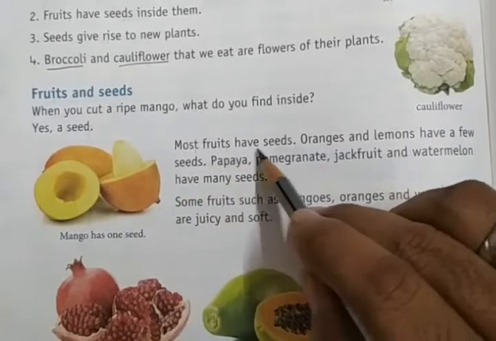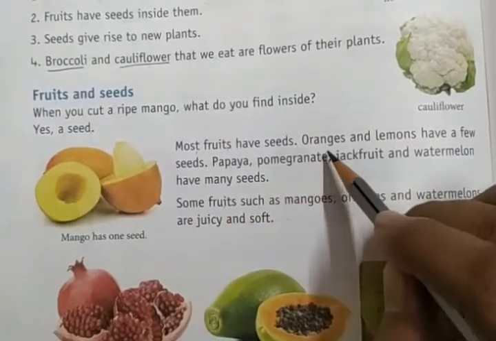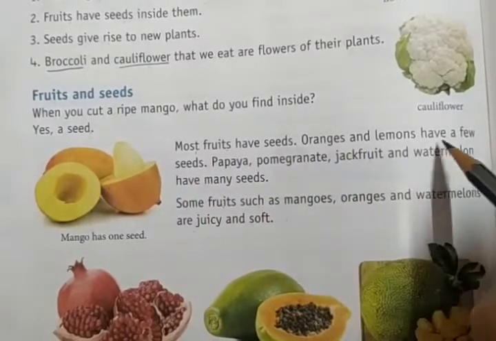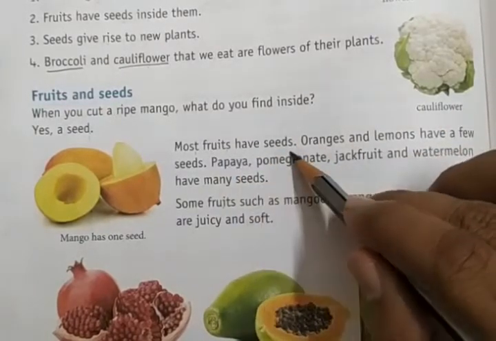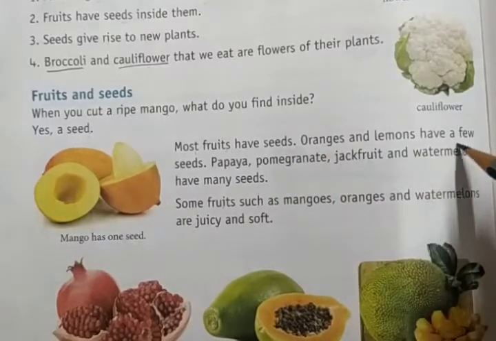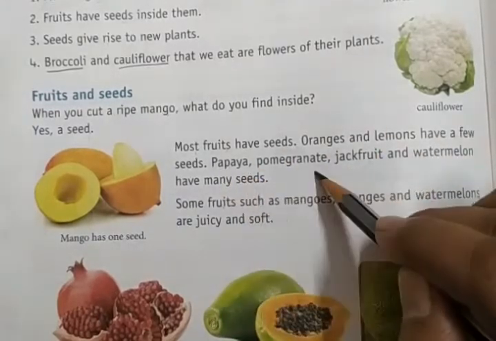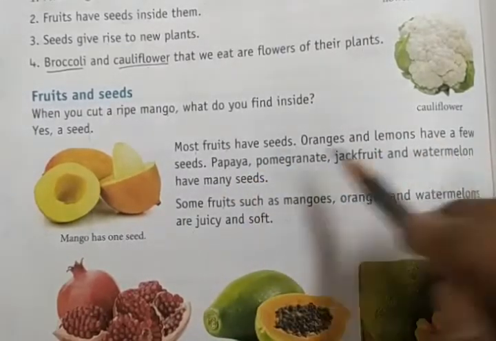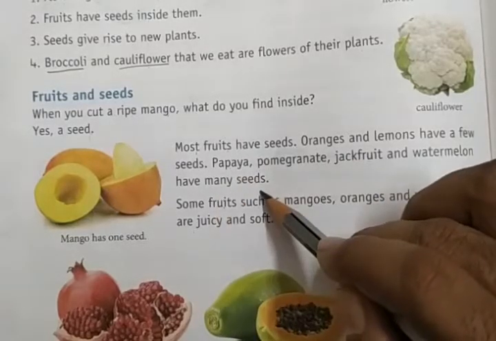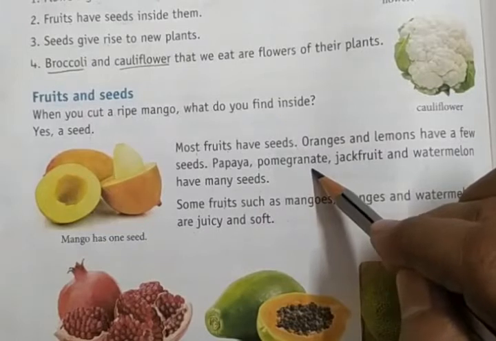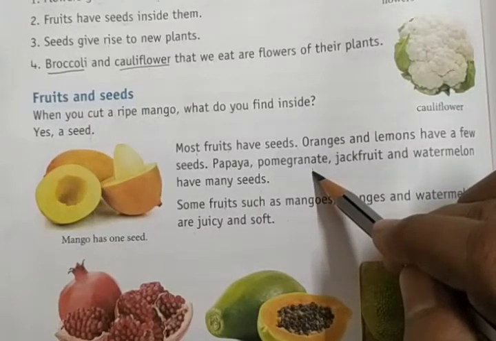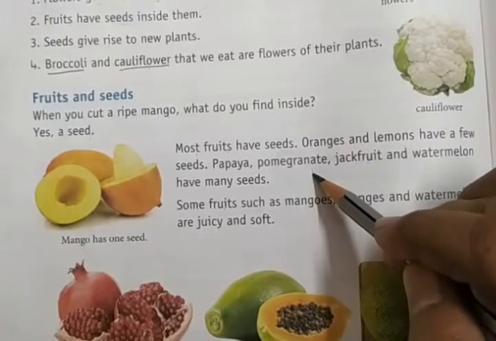Most fruits have seeds. Oranges and lemons have few seeds. Papaya, pomegranate, jackfruit and watermelon have many seeds. Okay, here we can see a pomegranate. We eat the seeds of that fruit directly; we are not going to have any flesh in them.